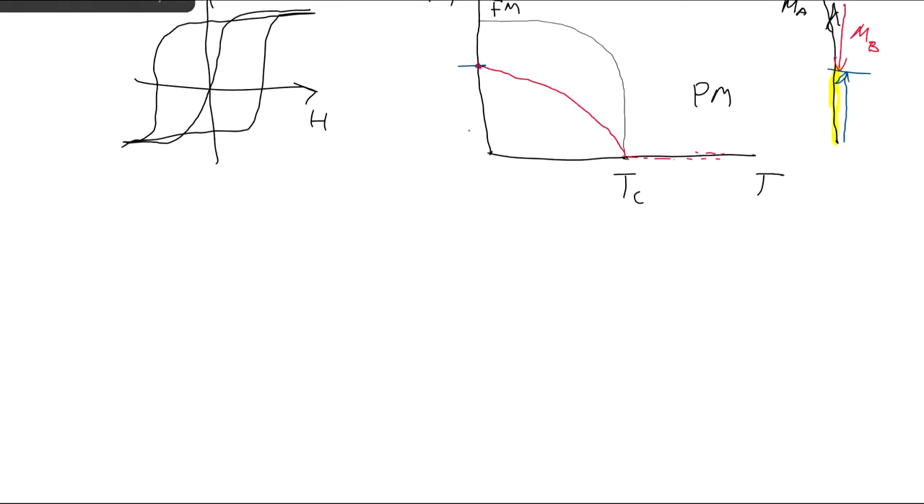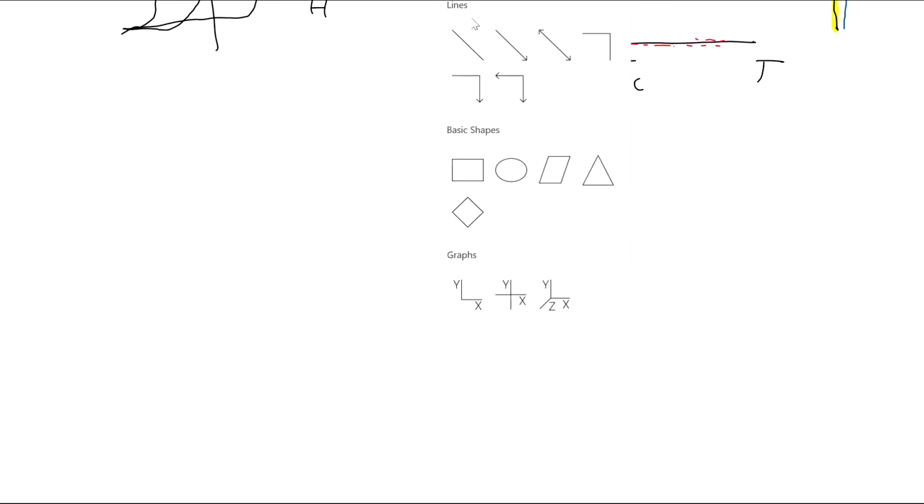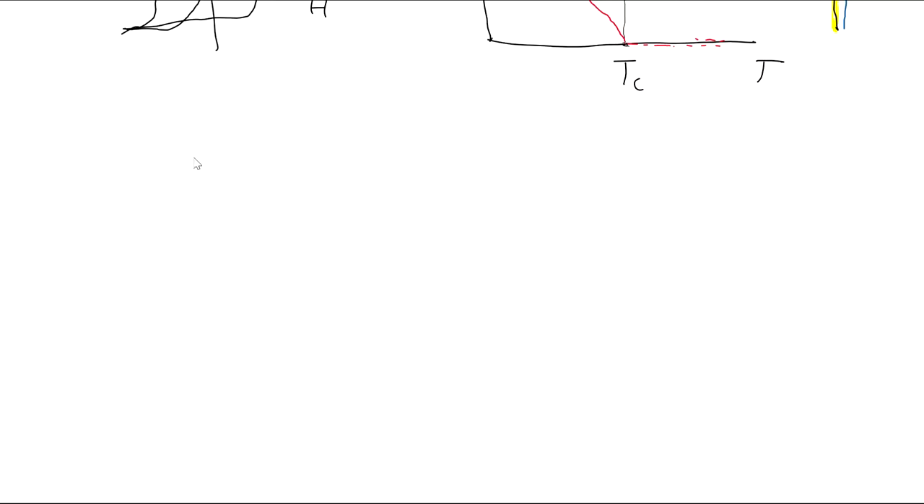Now, the other characteristic for ferromagnet, and we are talking about macroscopic things that you can measure. Okay, let me use the shapes that are available for me. So we draw again the temperature dependence. So this is temperature of reverse susceptibility.